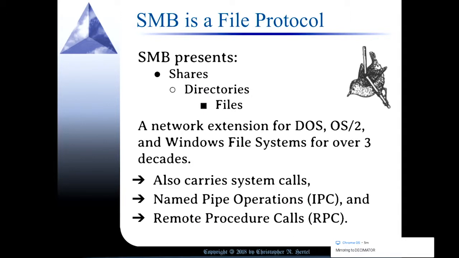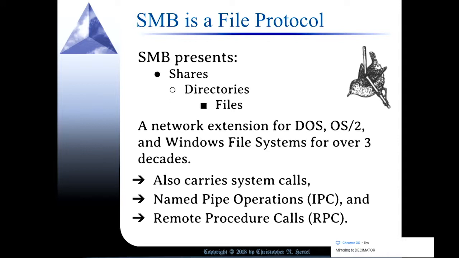What SMB presents are things called shares. That's the exported unit. If you're familiar with NFS, a share is an export. Same basic idea. Under that, there are directories. In the directories, there are files. There are a few other objects in the file system, but those are the primary things we talk about.